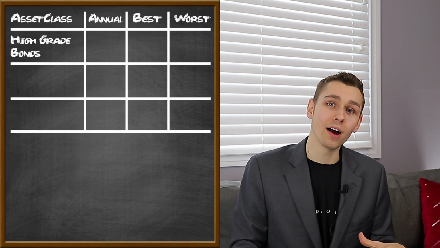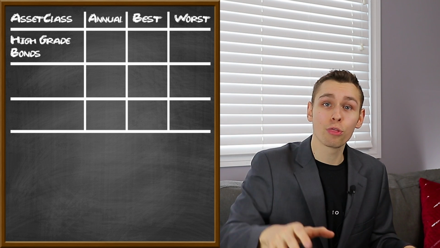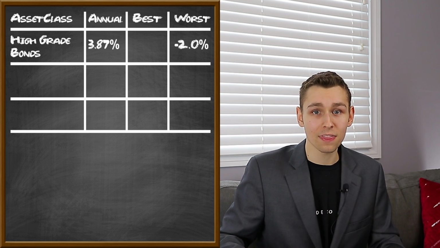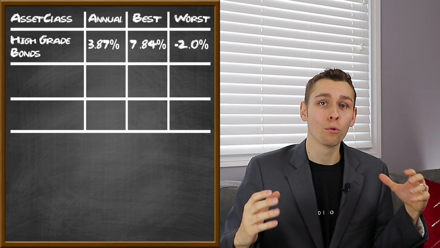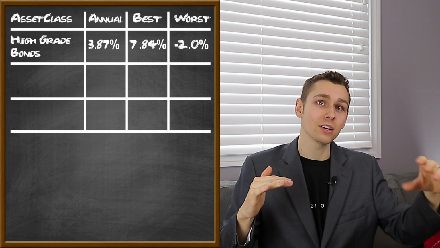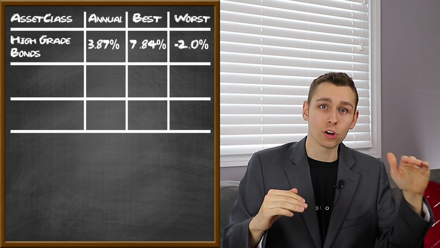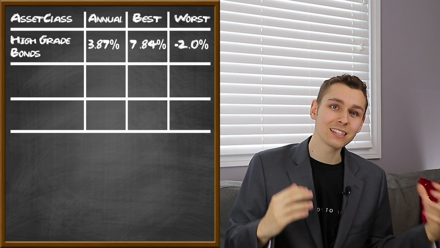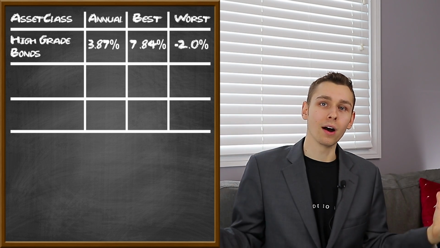Actually, so high grade bonds over a 15, 20 year period, 3.87% annualized return. The lowest year was -2%. The highest was 7.84% rate of return. So you can see the standard deviation is not very large here in this case. While you're only getting 3.87% return, there's almost no year where you lost. So that's a good place to park your money. It's a relatively safe place to beat inflation. High grade bonds are safe.